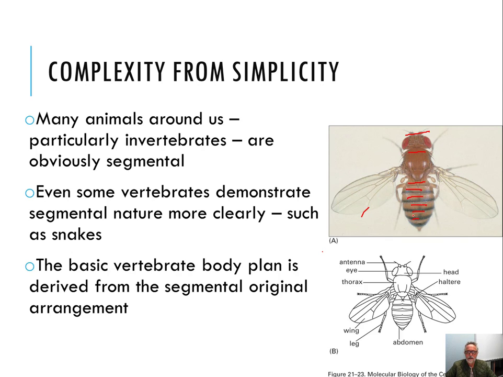Again, very obviously, vertebrates will display some degree of segmentation. If you think about a snake, sorry if I put a bad image in your mind, it's got many ribs because the thoracic region has been repeated. And so what's actually happened is our basic body plan has been developed from the segmental original arrangement. And we can see that if we look, as I say, at the genetics.